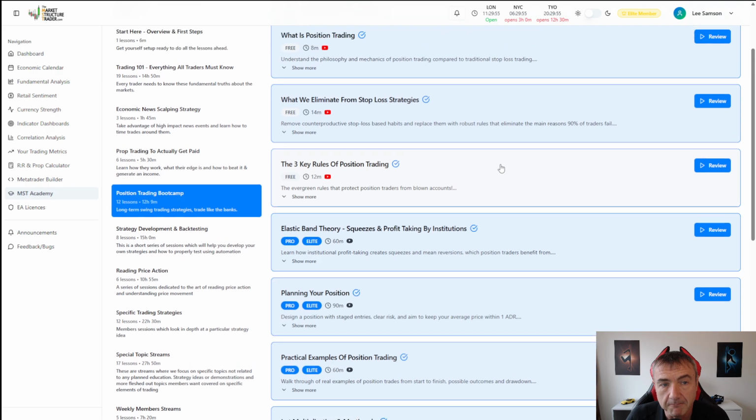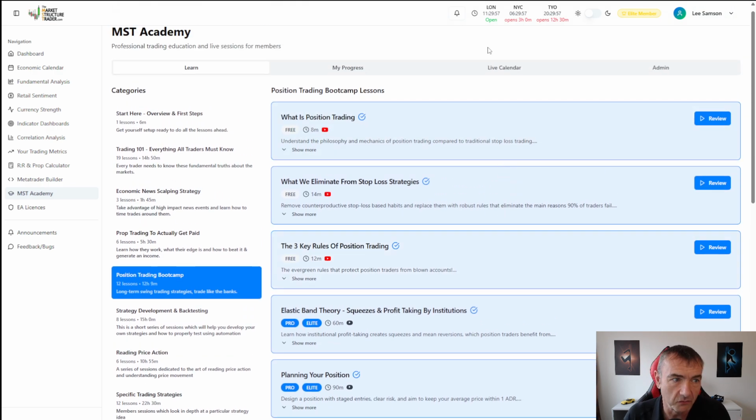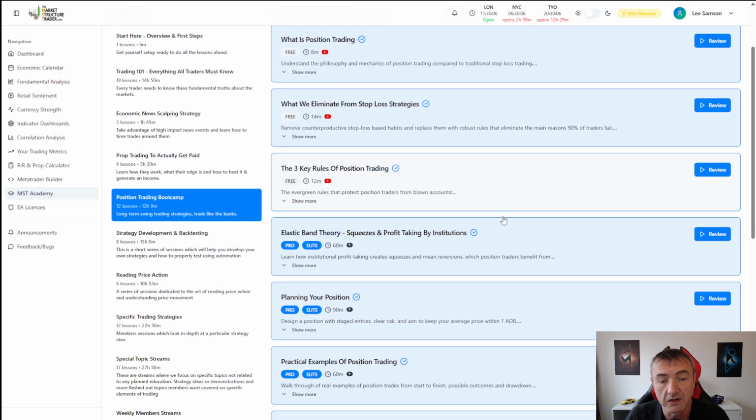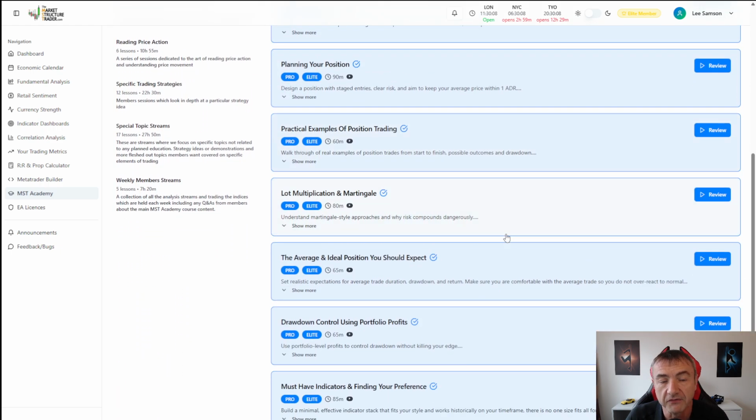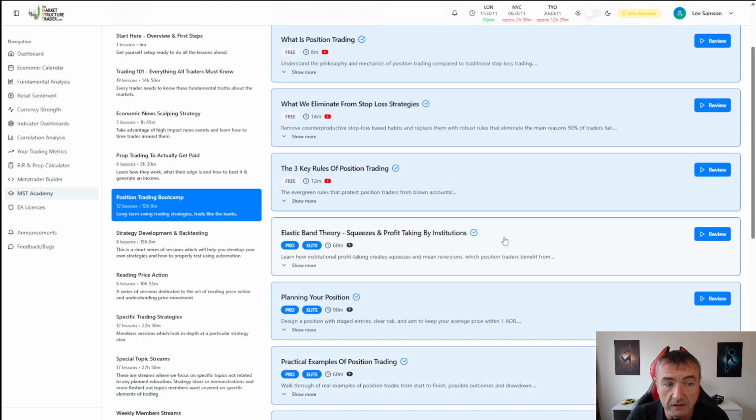We've got the position trading bootcamp, which is my basic sort of bread and butter strategy. This is basically trading how the markets trade and how the banks and institutions trade on a daily basis. So I'm going to go through everything you need to know about position trading and swing trading within the bootcamp.